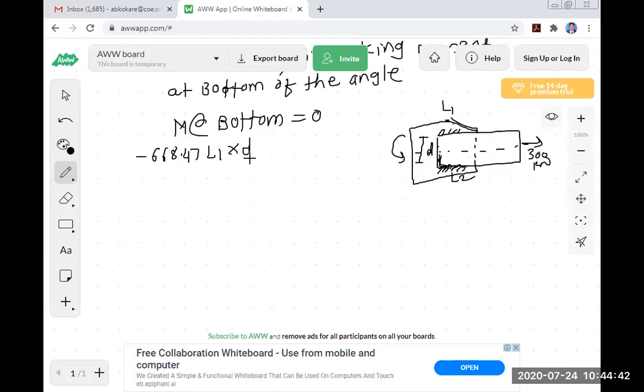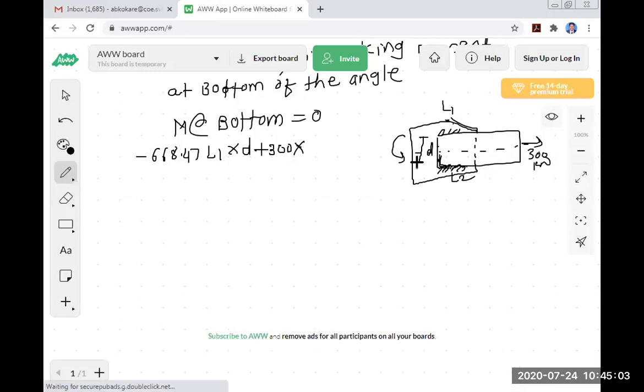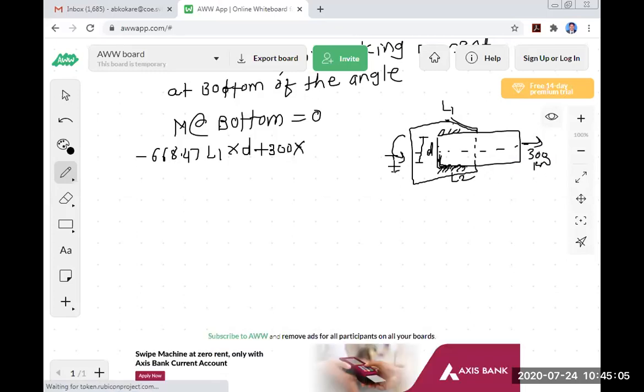So anti-clockwise minus. Now the second force is 300 kilonewton. So is this clockwise or anti-clockwise towards the bottom? Clockwise. So positive 300 into, now the distance. This distance is Cyy, the distance from the center to the bottom.